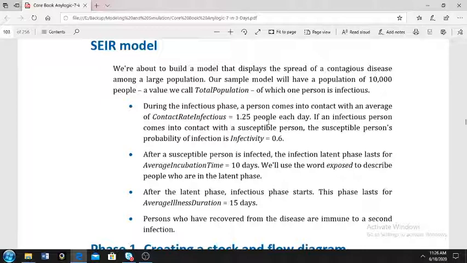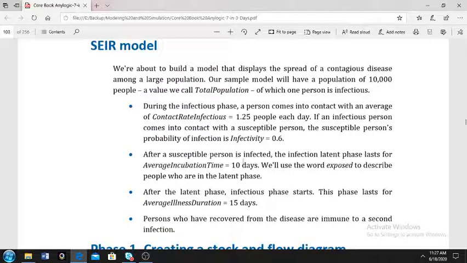If an infectious person comes into contact with a susceptible person, the susceptible person's probability of infection is infectivity of 0.6. So you have a probability of 60% to be infected by an infectious person.